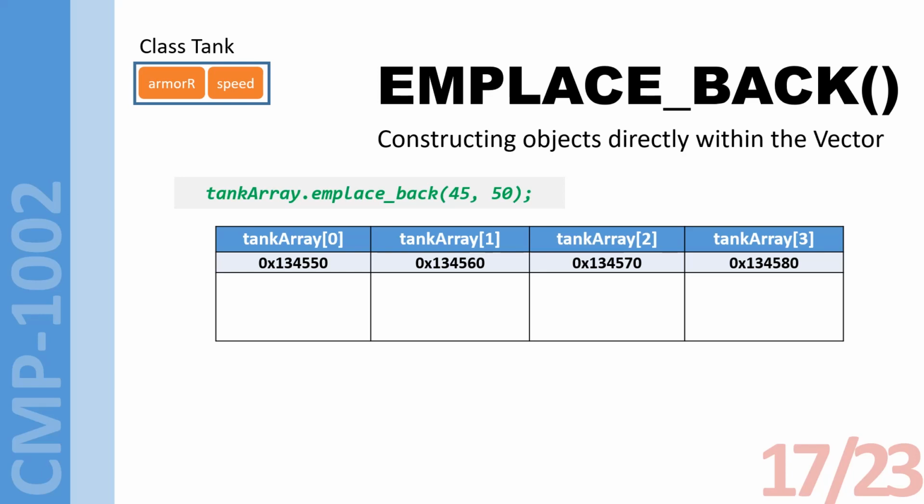That is going to act a bit more efficiently, because with this inplaceback, as you might see from the notation, I have deleted this tank within parentheses, and I just write down 45, 50. So here the inplaceback function behaves in many senses like the pushback, but the main difference is that it initializes the object directly within the vector.